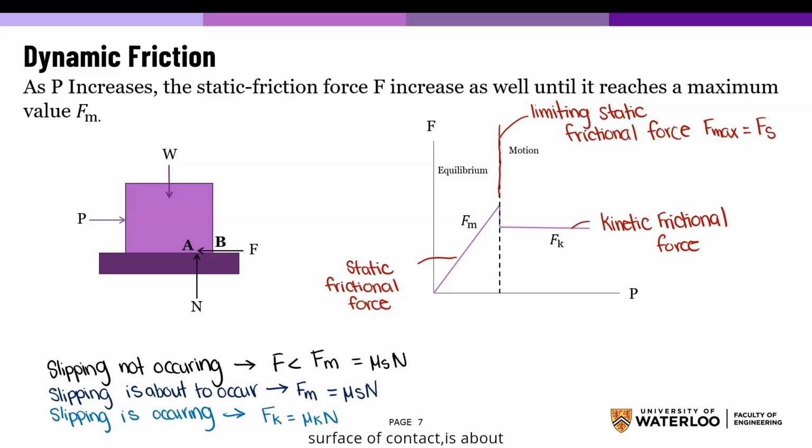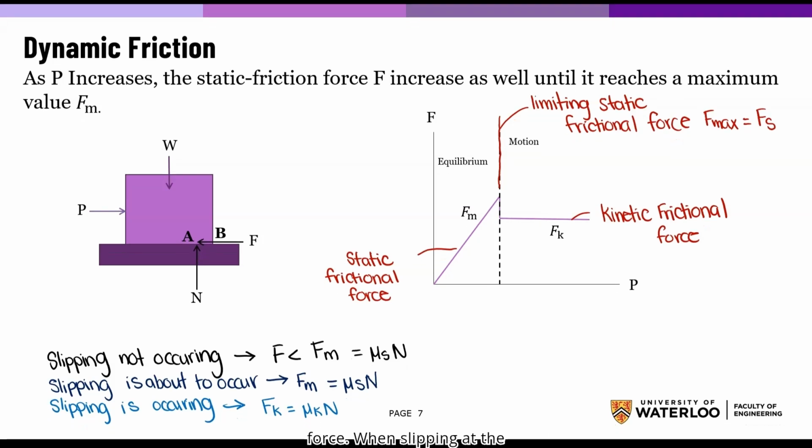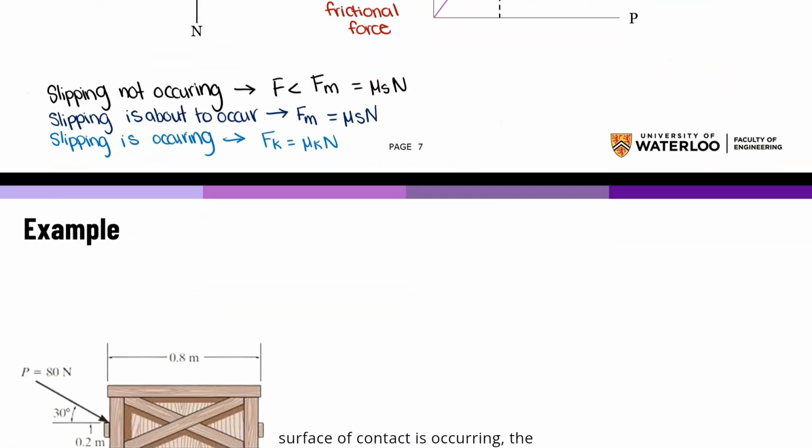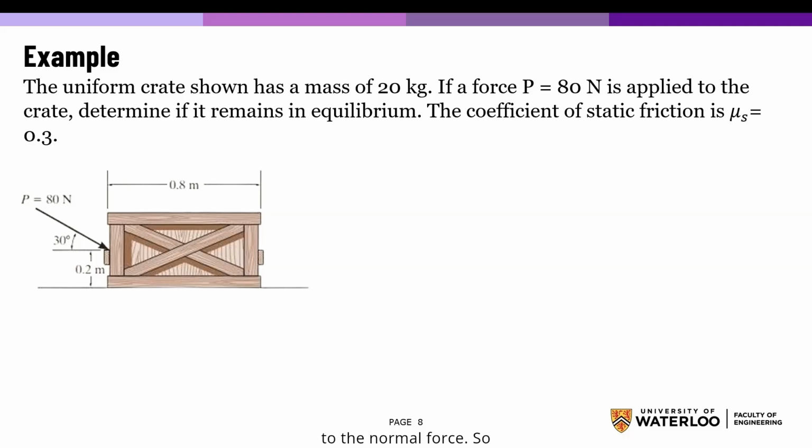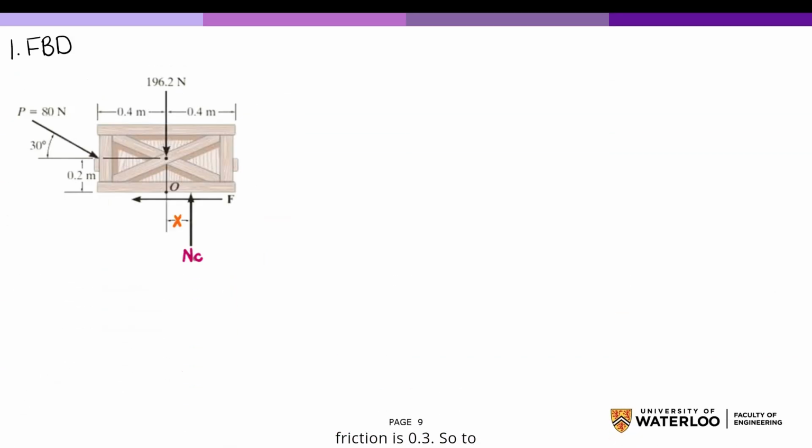When slipping at the surface of contact is about to occur, the maximum static frictional force is proportional to the normal force. When slipping at the surface of contact is occurring, the kinetic frictional force is proportional to the normal force. So here's our example. The uniform crate shown in the figure has a mass of 20 kilograms. If a force P equal to 80 newtons is applied to the crate, determine if it remains in equilibrium. The coefficient of static friction is 0.3.